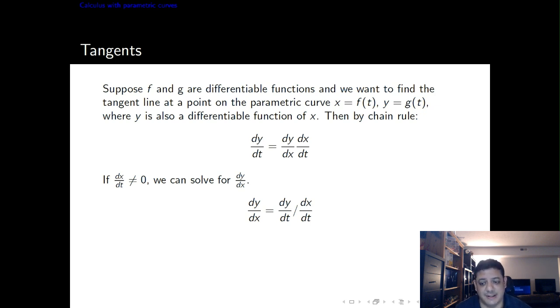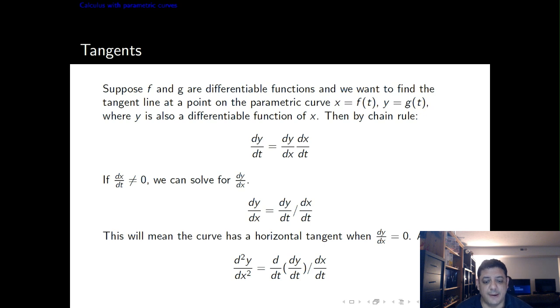So if we assume that dx/dt is different from 0, we solve for dy/dx, and we find that dy/dx is the ratio of the derivatives, dy/dt over dx/dt. If we want to consider a horizontal tangent, that happens when dy/dx is equal to 0, which translates into dy/dt being equal to 0.